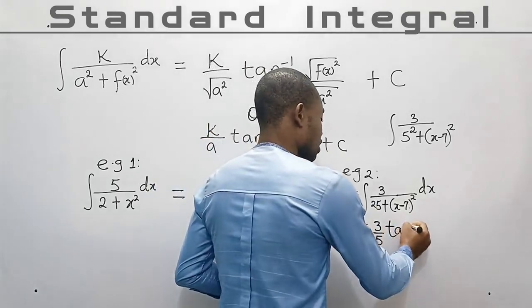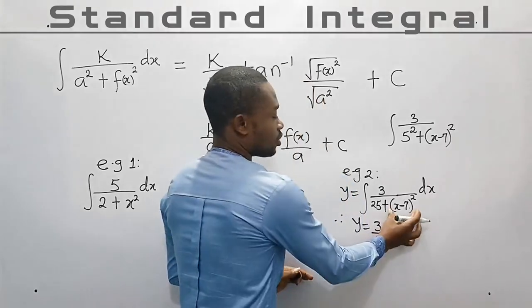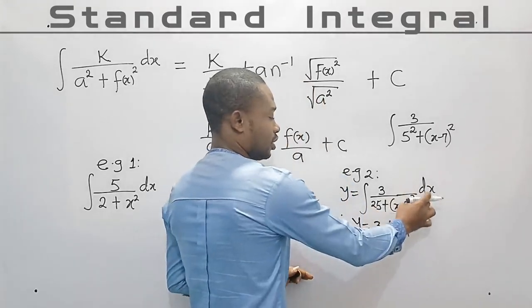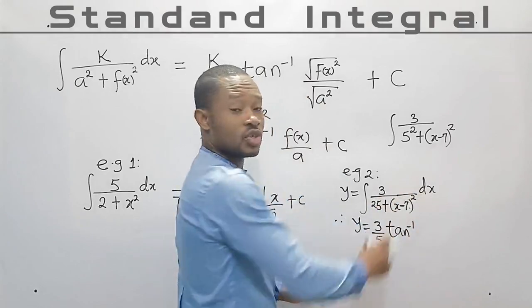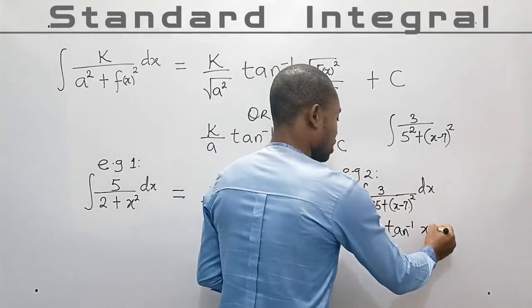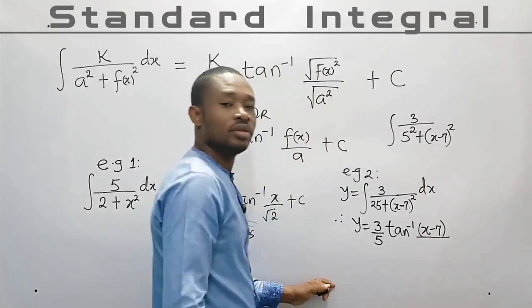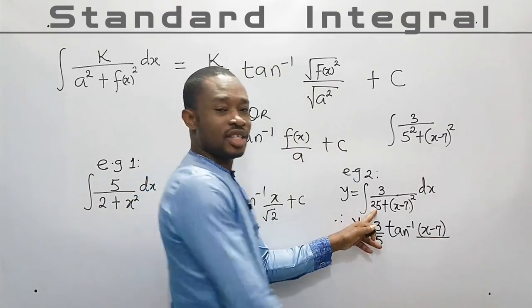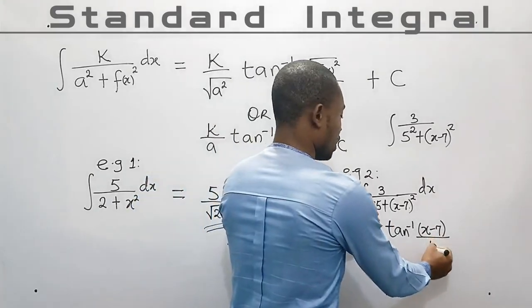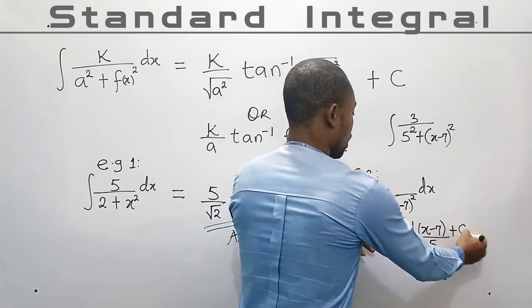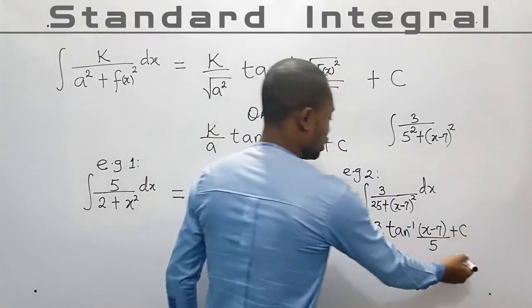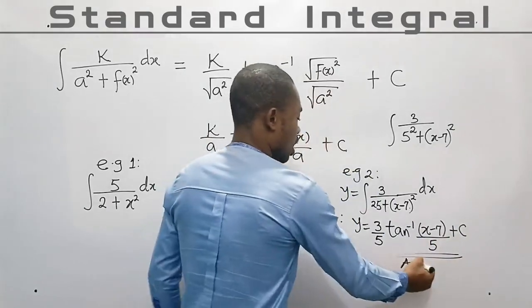Then tan inverse of square root of this whole function here. Of course, the square root will remove this square. So you'll be left with what? X minus 7. Divide this by square root of this same constant in the denominator. Square root of 25 will give you 5. Then plus your constant of integration. This is our solution.